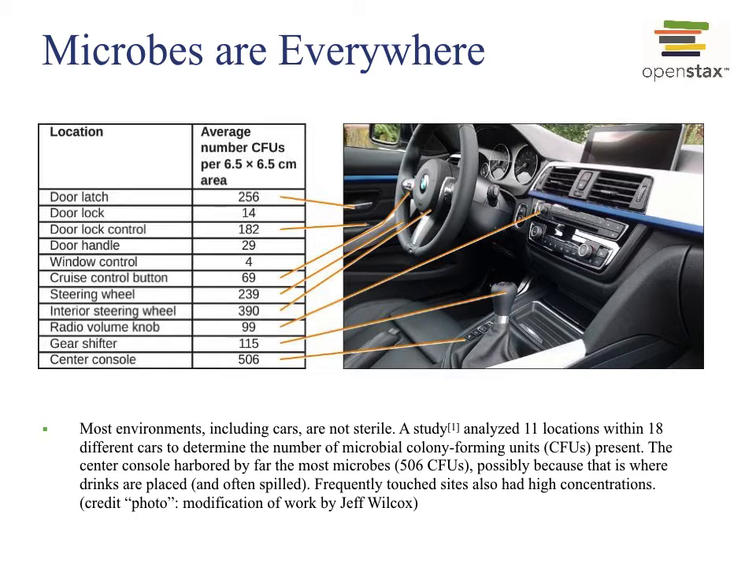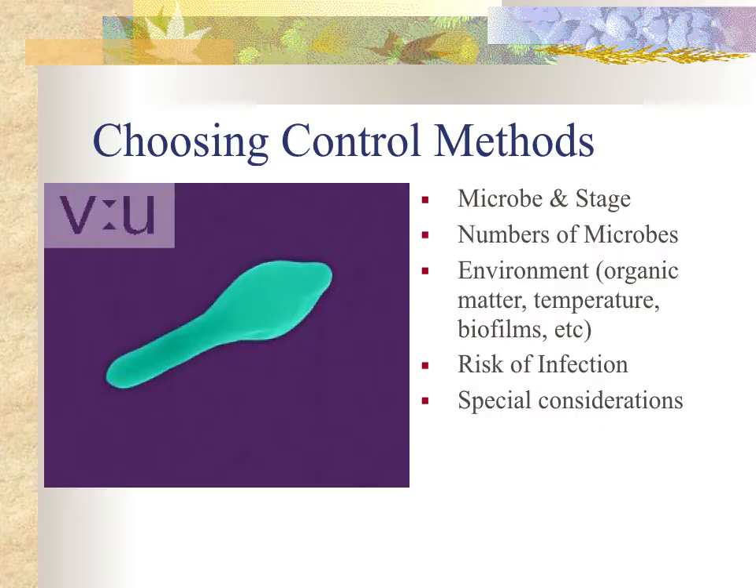So, what's important when we want to control microbes, and what do we do? Well, a lot depends on the type of microbe that's there and what stage it is in its life cycle. The characteristics of the microbe, the number of microbes present, characteristics of the environment matter, whether there's a lot of organic matter, what temperature you're going to hold this thing at, and if the microbes have formed a biofilm, things like that. And what is the risk of infection or damage to the material that's surrounding the microbes?